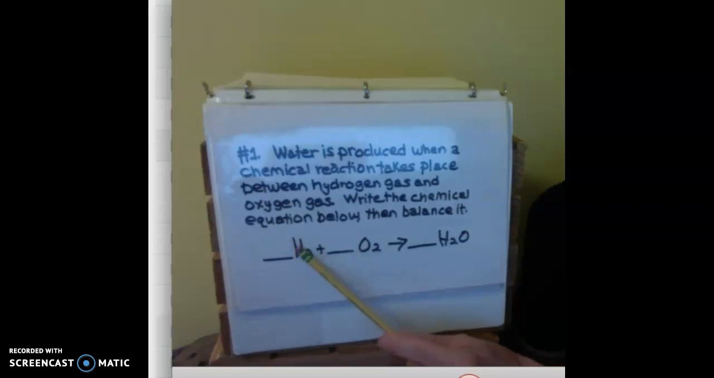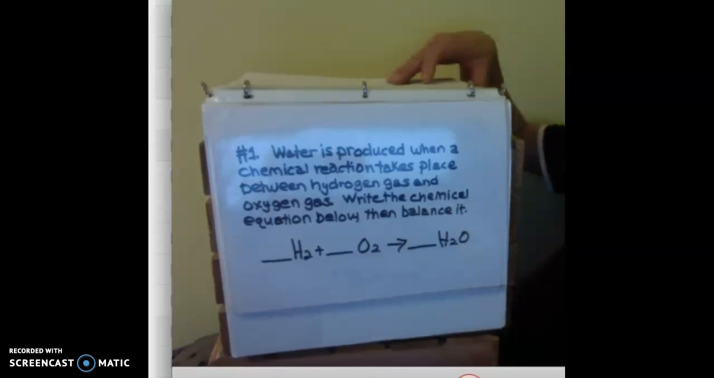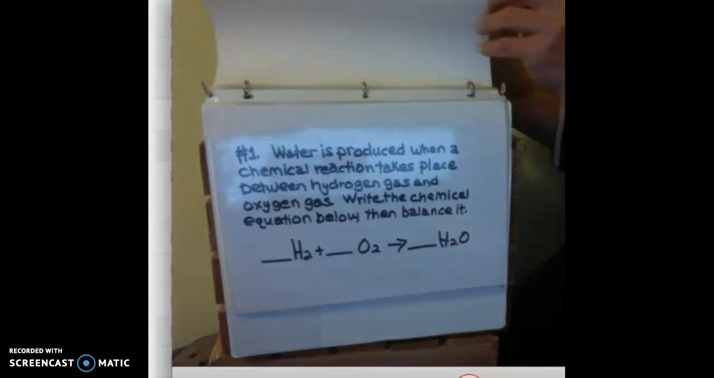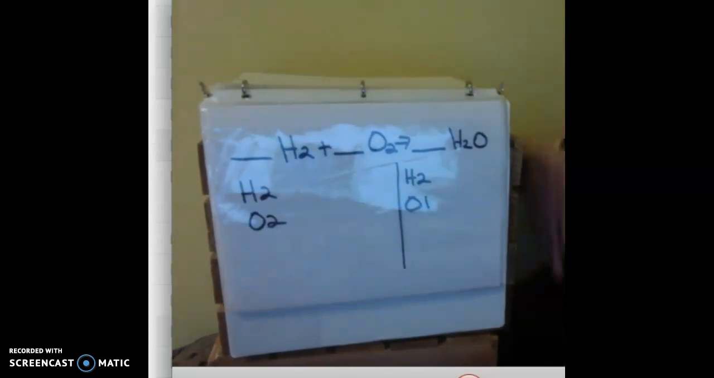You have to have the exact number of hydrogens on the left side equal the number of hydrogens on the right side. The number of oxygens on the left side has to equal the oxygens on the right side. So that's kind of what you're doing with this. We did not do this a whole lot in class, so I'm not expecting you to be proficient on this when you get back, but I do want to cover it a little bit, okay?